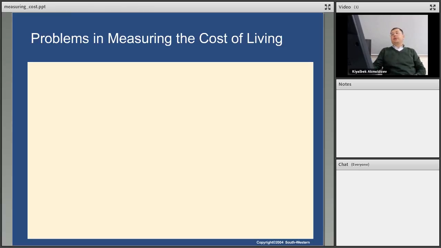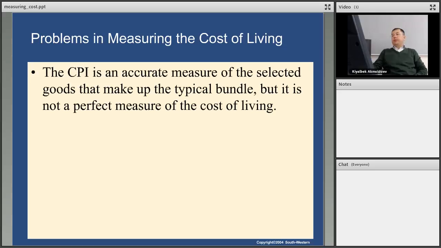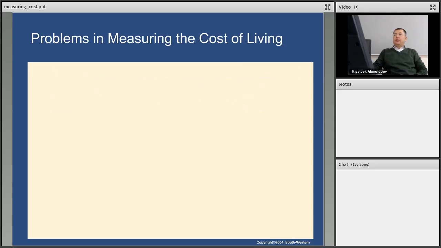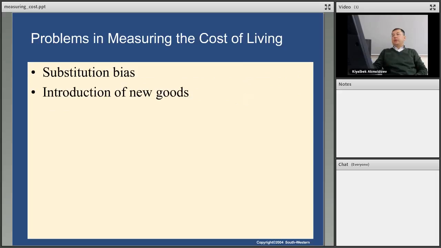Problems in measuring cost of living. We have some problems in measuring the cost of living. What are they? CPI is an accurate measure of selected goods that make up a typical bundle, but it's not a perfect measure of the cost of living. Why is that? Because there are substitution bias, introduction of new goods, and measured quality change.